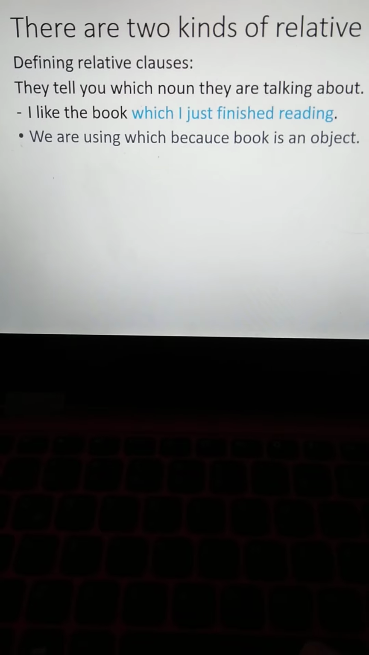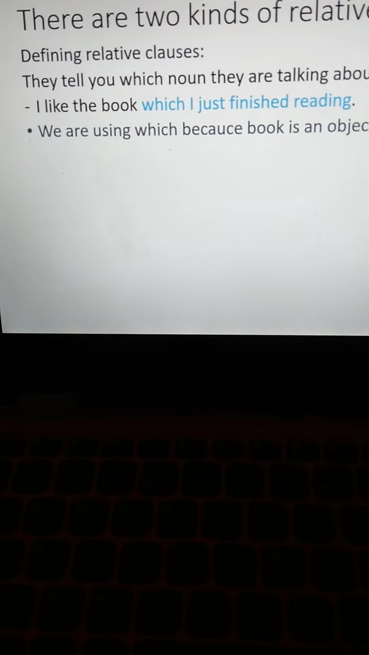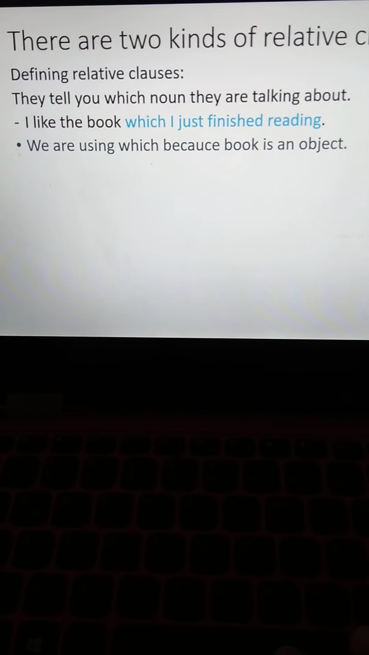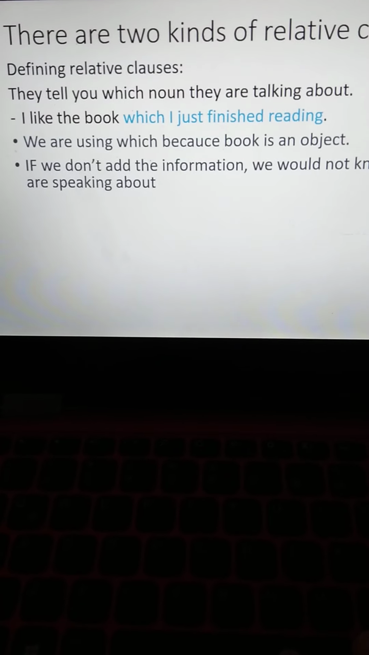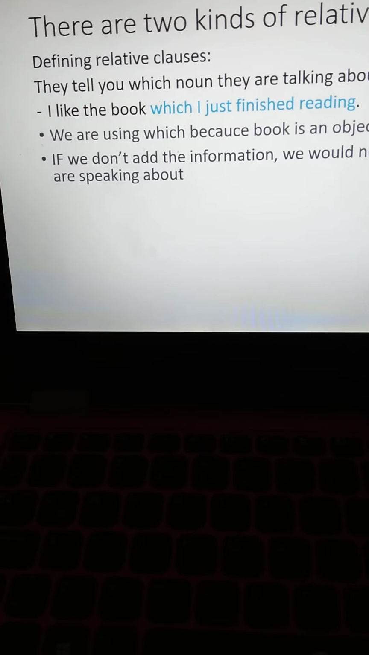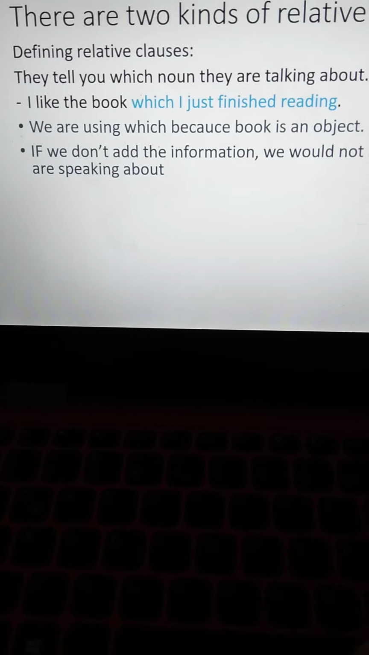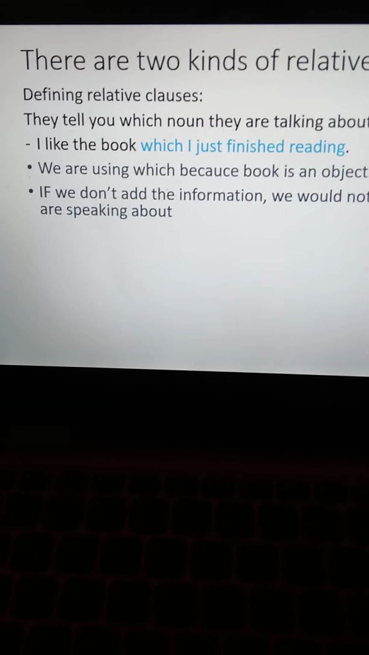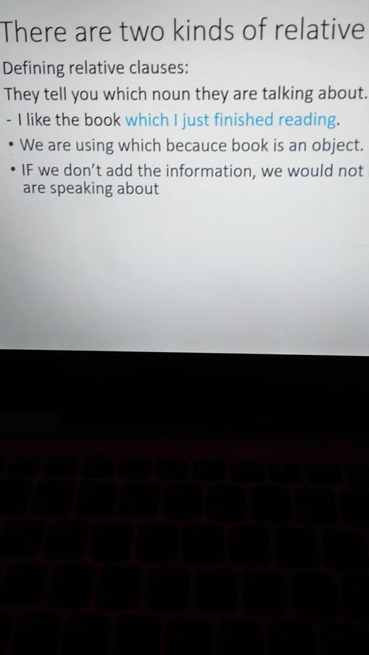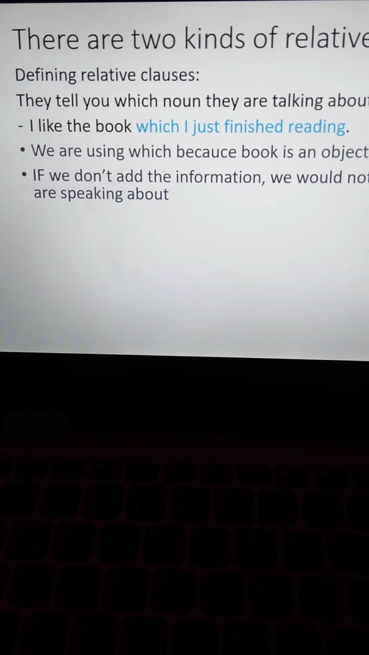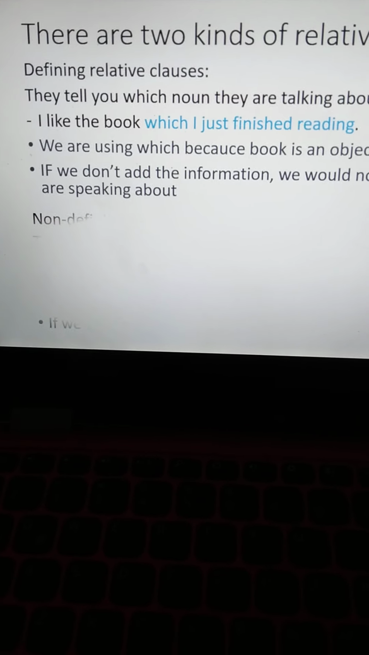So, depending on what the subject is, you use the relative pronoun, okay? Which, because it's an object. If we don't add the information, we will not know which book they are speaking about. So, if I just told you, I like the book, well, you will ask, which book? Well, the one I just finished reading, okay? So, to avoid people asking you, you just say it in the sentence. I like the book which I just finished reading.